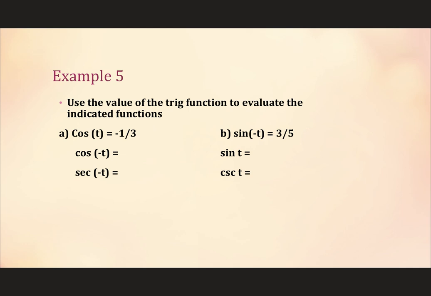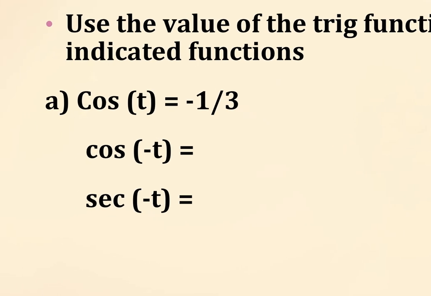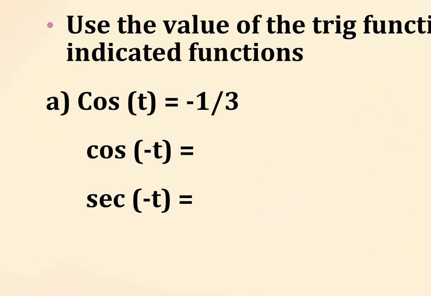We'll do just the first part, then we'll go back. So it says use the value of the trig function to evaluate the indicated functions, okay? Look at A. It doesn't give you a coordinate point. It doesn't give you a special angle. It literally gives you what the cosine of an angle is. So if the cosine of t is negative 1/3 and it wants the cosine of negative t, the question is, do you change the sign or not? And on cosine, what do you do? Do you change the sign or do you keep it? You keep it, which means this is also negative 1/3.